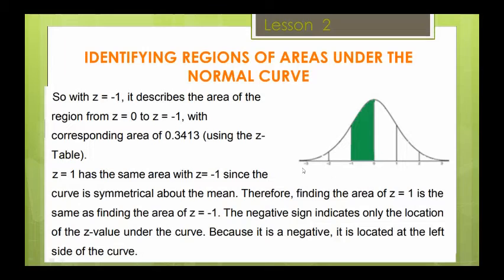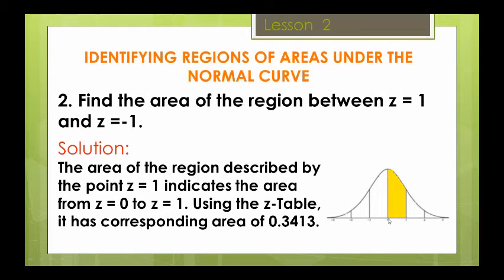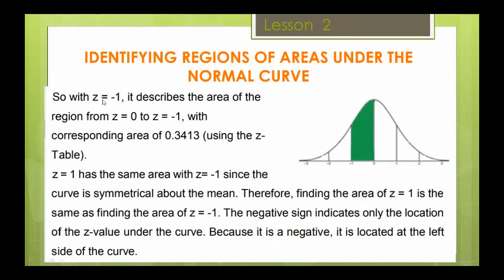So, on the other side, since the positive one earlier was from 0 to positive 1 going to the right, the second value, z is equal to negative 1, has an area from 0 to negative 1. The corresponding area is equivalent to 0.3413 using the z table. So, z is equal to 1 has the same area as z is equal to negative 1. The area is the same.